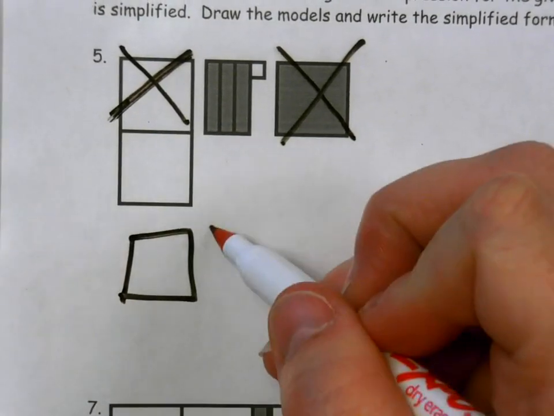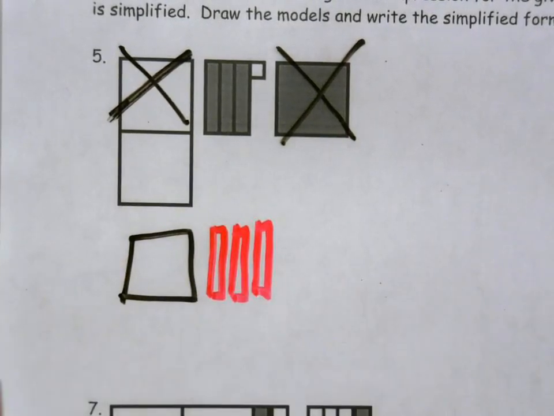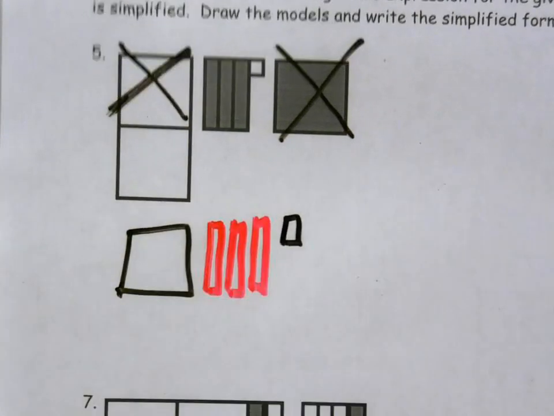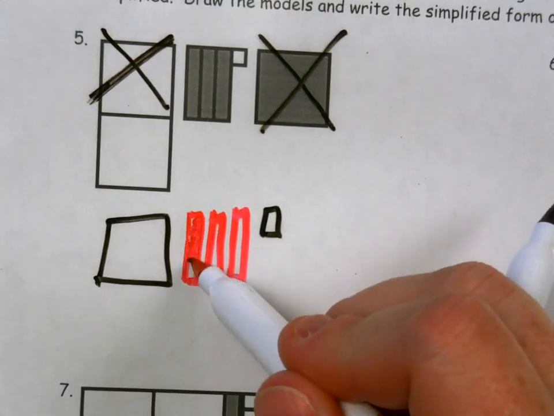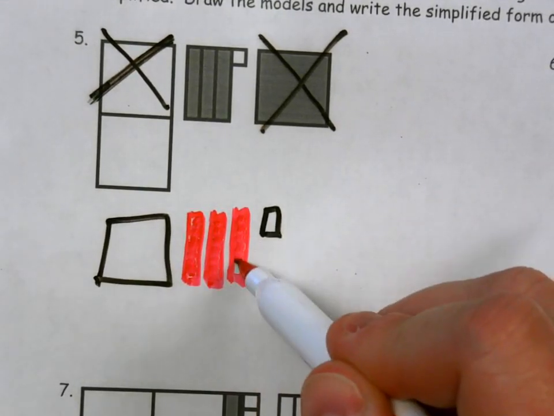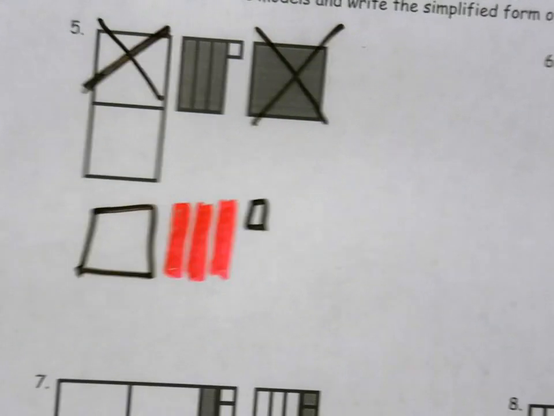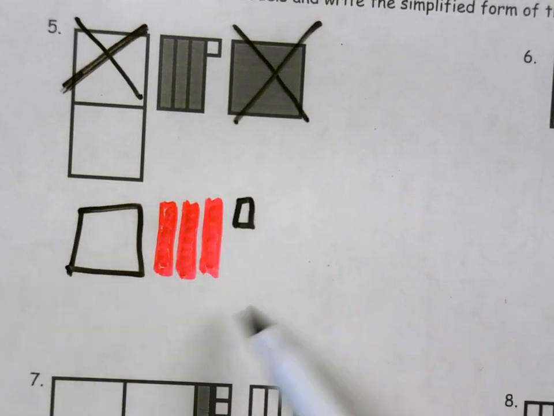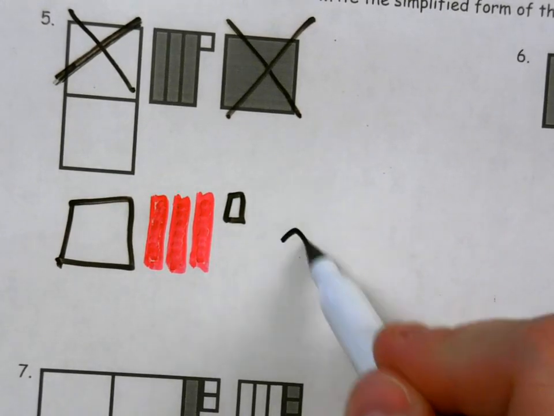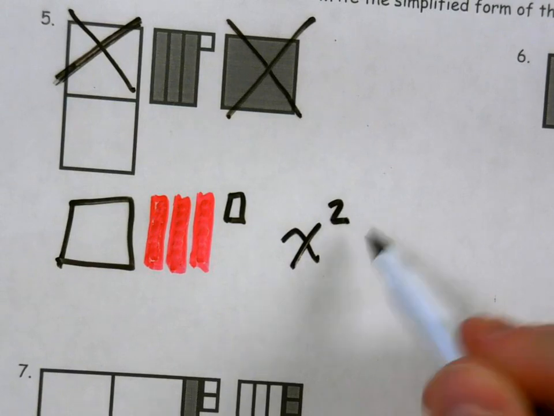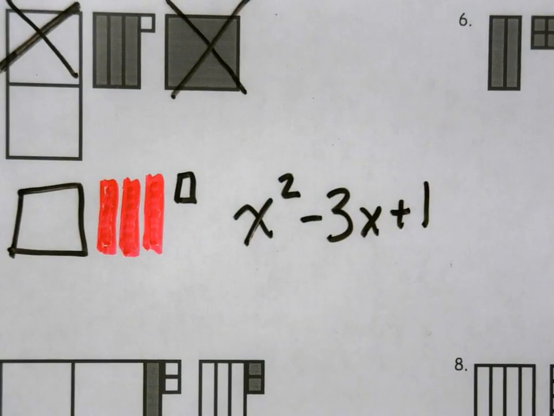So I got one big one, 3 negative rectangles, and 1 positive square. Okay. Y'all can shade yours in like they're doing there. I'm not going to put negative signs because they look like I'm cutting boxes in half. So now what would my simplified equation be? X squared minus 3x plus 1. Do you agree with Aaron? Okay.